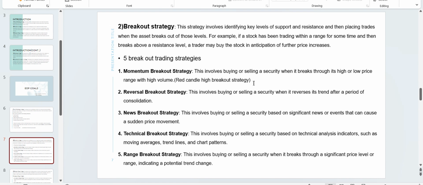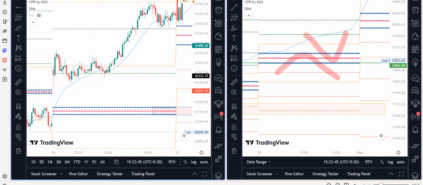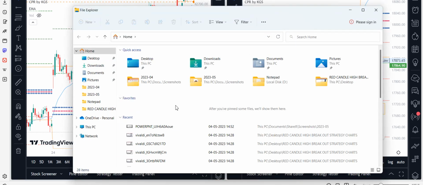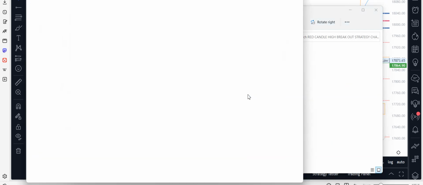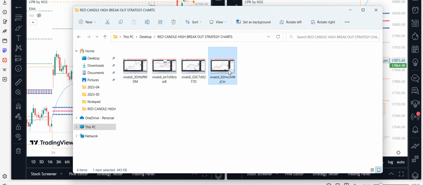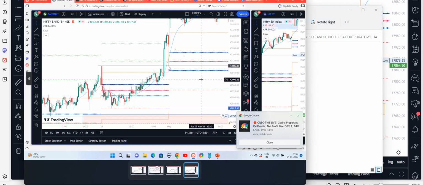There is no need to memorize or remember everything in this video. Just feel the markets, feel what I'm telling you, what I am showing you. Now, for the example of the red candle high breakout strategy, which is a momentum strategy, I would like to take you to my back testing charts. So this is the chart.